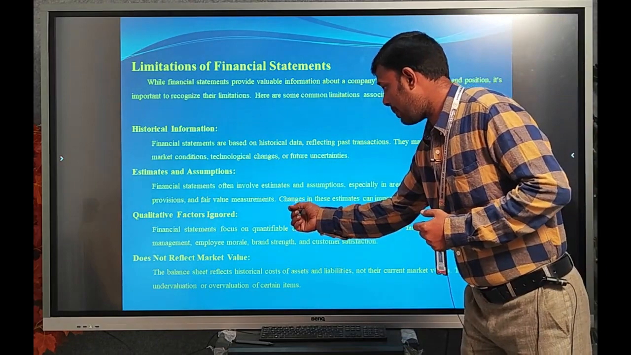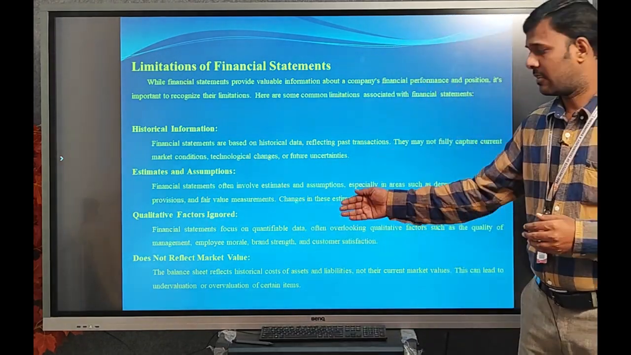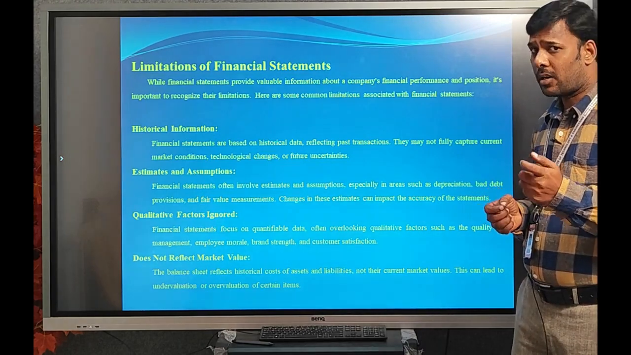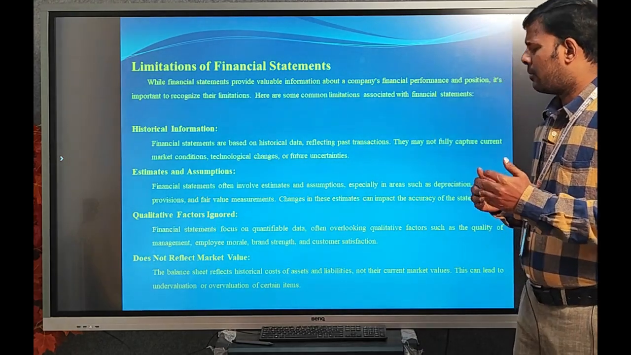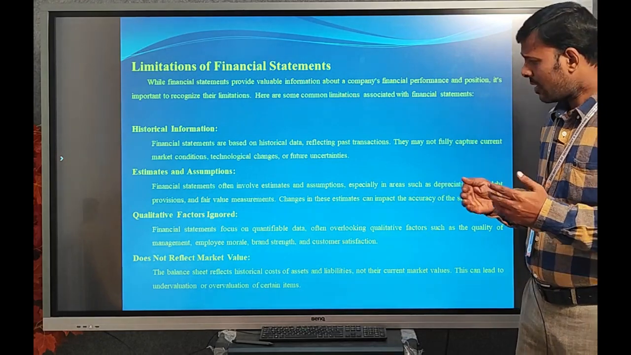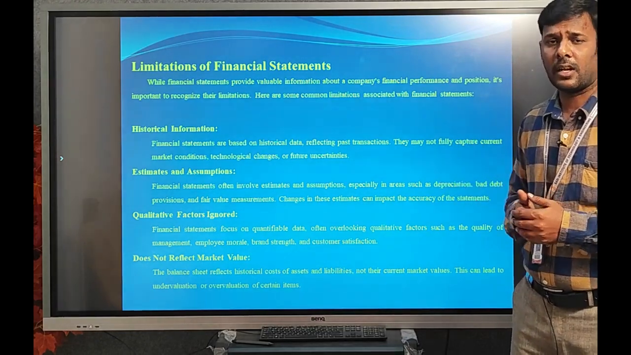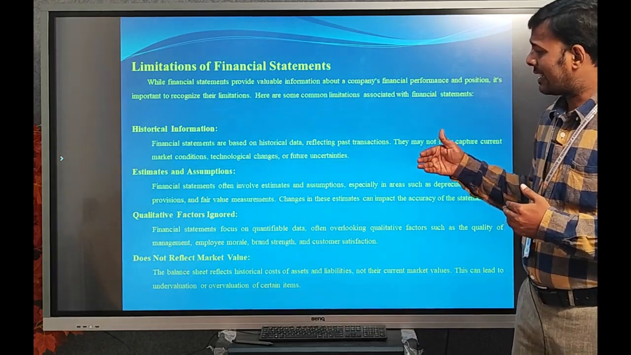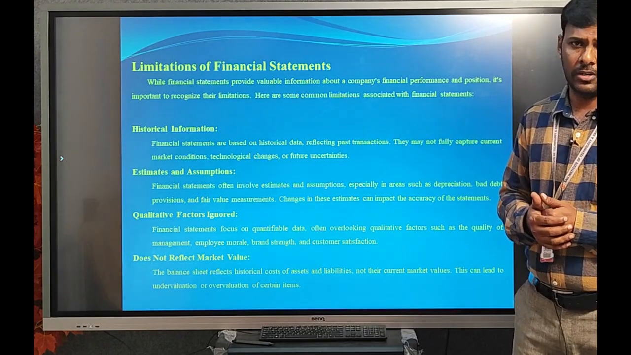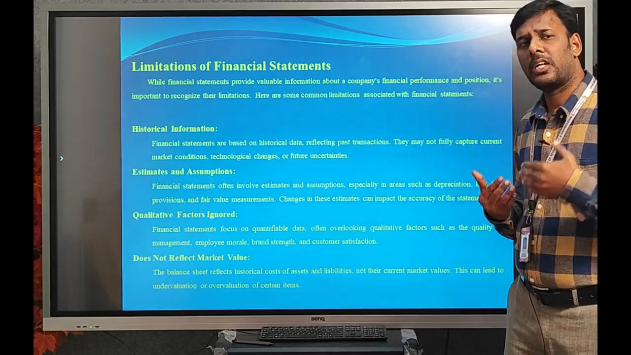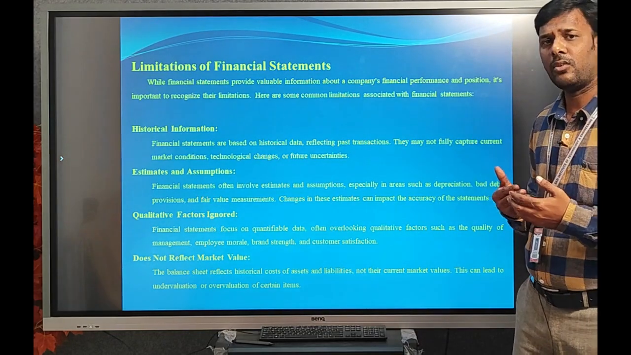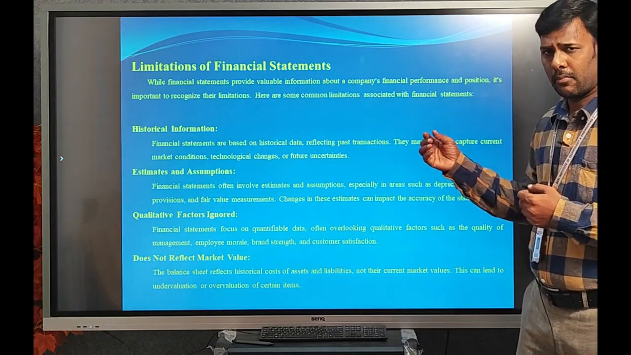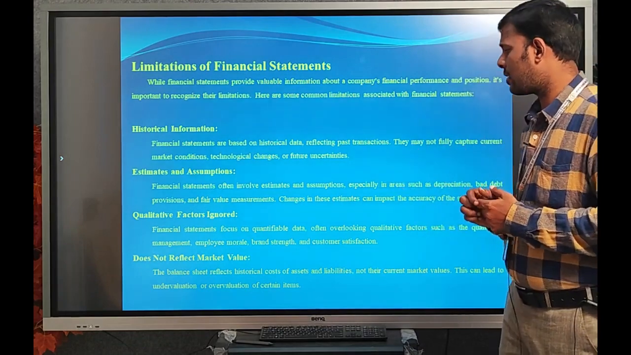Does not reflect the market value. As we have discussed, the accounting information may not affect our organization hugely, because everyone wants to maintain their goodwill in the organization. Everyone wants to maintain or increase their profits. If we have good profits, definitely the public will accept us and customers may come to us. So that's why this will not reflect the market value.